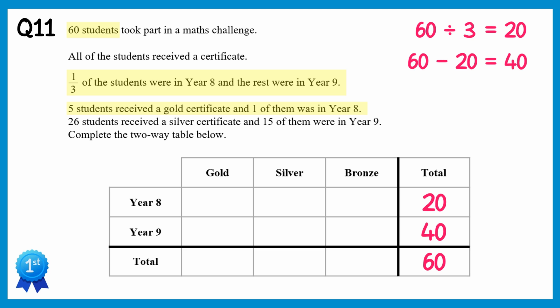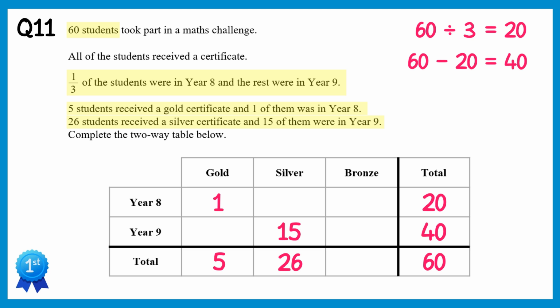Now let's move on to the next bit of information. We've got 5 students who received a gold certificate, and one of those was in year 8. So we can put the total for gold as 5, and one of those was in year 8. Then we've got a similar statement for silver certificates. So we've got 26 students receiving a silver one, and 15 of those were in year 9. So let's put 26 in silver, but 15 of those were in year 9.